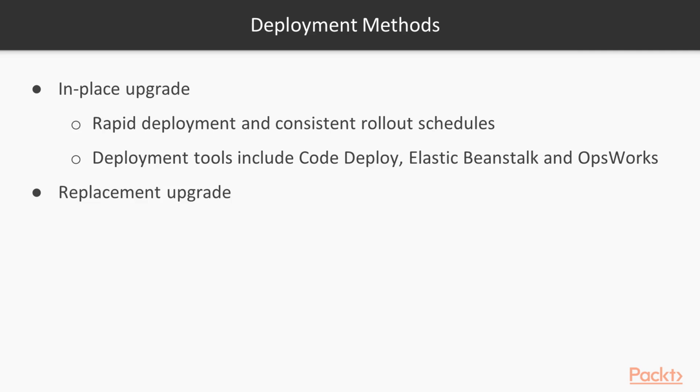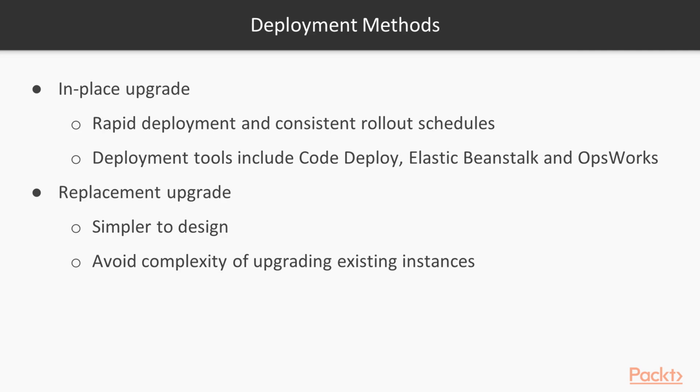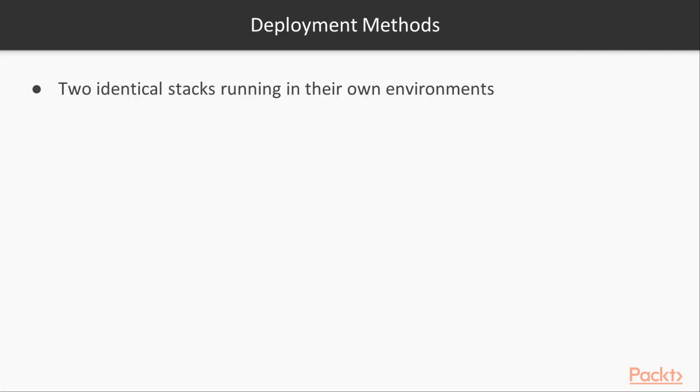We also have the option to go for a replacement upgrade, and this is where you launch new EC2 instances and redirect traffic to the new fleet of instances, terminating the old ones once you're happy that the upgrade is successful. It's simpler to design, you avoid the complexity of upgrading existing instances, and you're essentially designing what we call immutable infrastructure. The third option is what we call blue-green deployments.